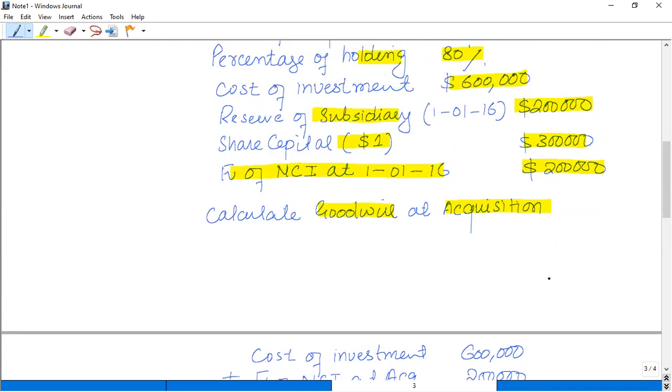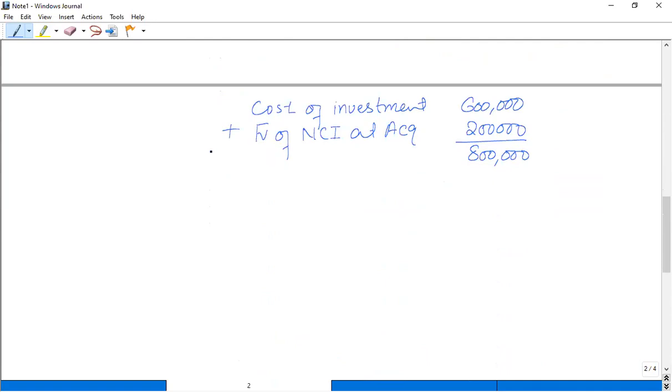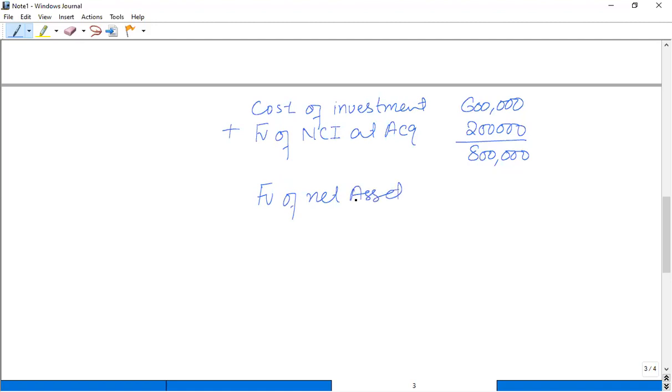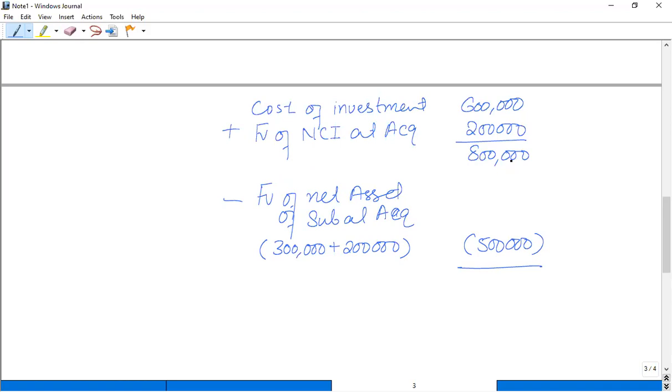Then you have to identify the fair value of net assets of subsidiary at acquisition, which is share capital and reserves. Share capital is 300,000 and reserve is 200,000. Identify this and deduct. Share capital 300,000 plus reserves 200,000, the fair value of net assets is 500,000. So the 800,000 value is greater than this. This excess is called the positive goodwill at acquisition.